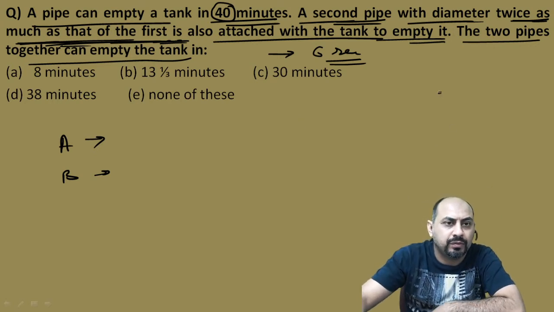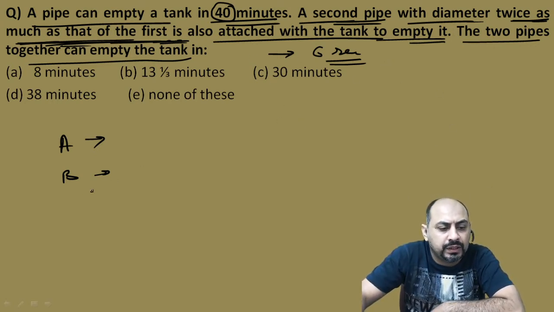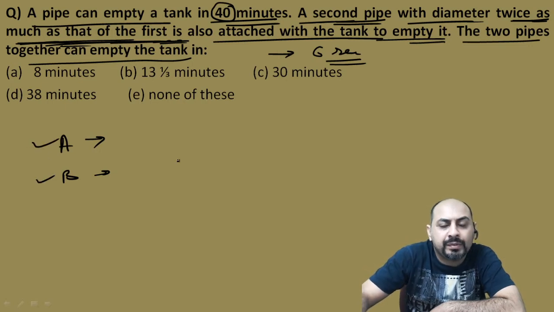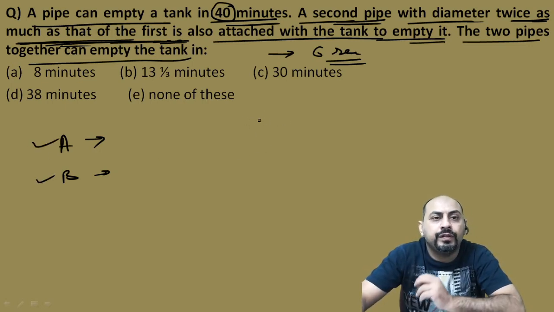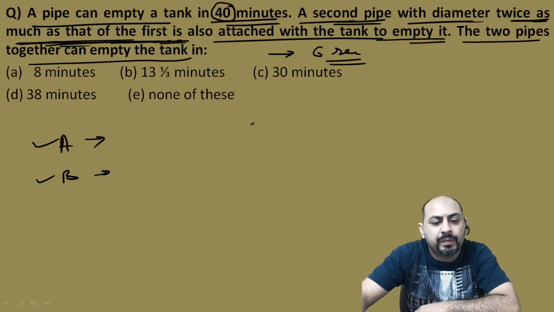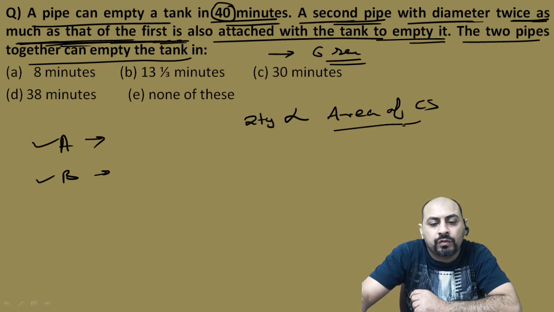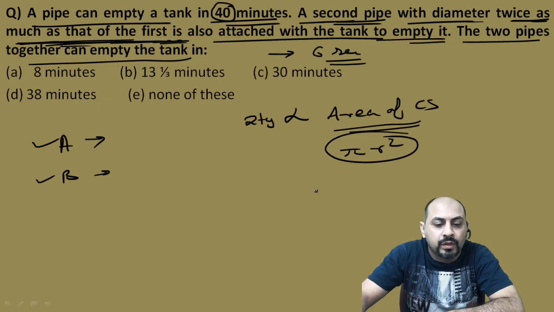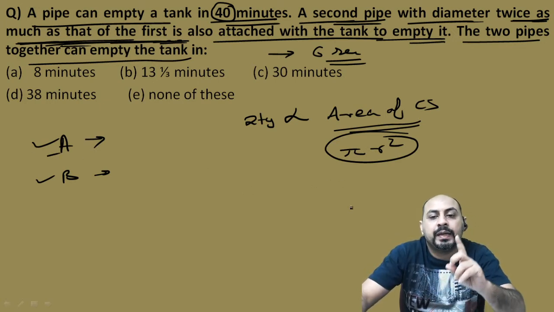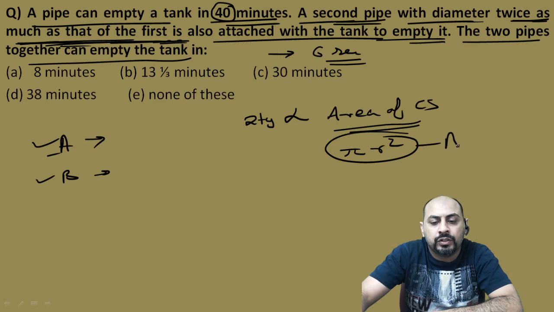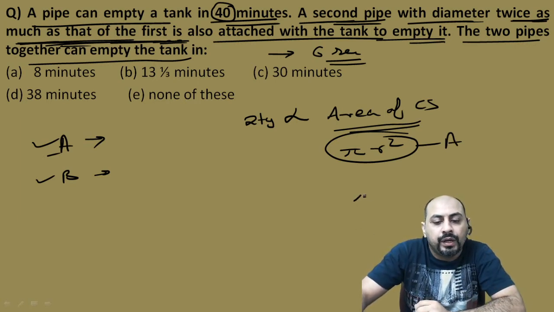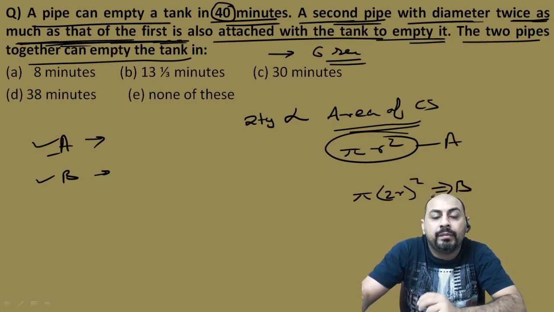Please pay attention to what is happening over here. Since the diameter of this pipe is double the diameter of this one, how much of the water will we be getting from a pipe? The quantity of the water will be directly proportional to the area of cross section of the pipe, and the area of cross section would be pi r square. So let the radius of the first pipe be r. So the area of cross section of this pipe is pi r square. Area of cross section of the second pipe would be pi multiplied by (2r) square.